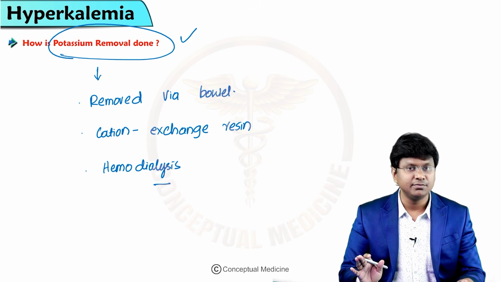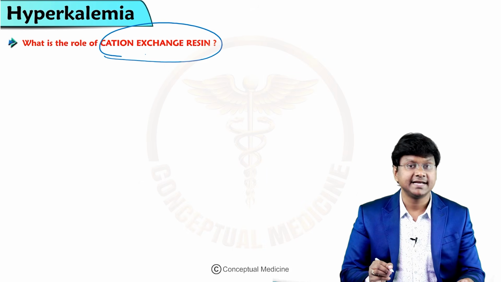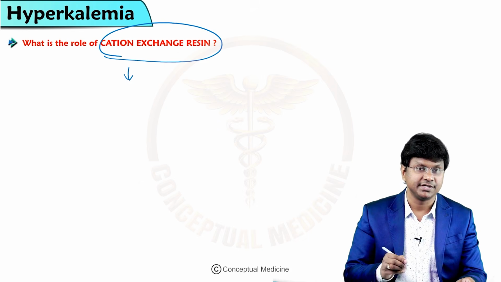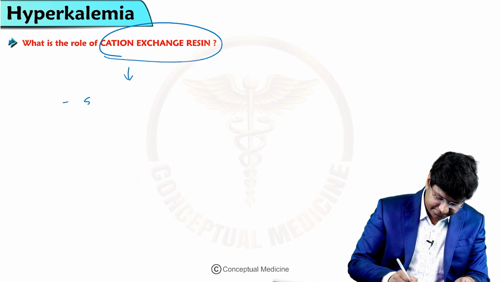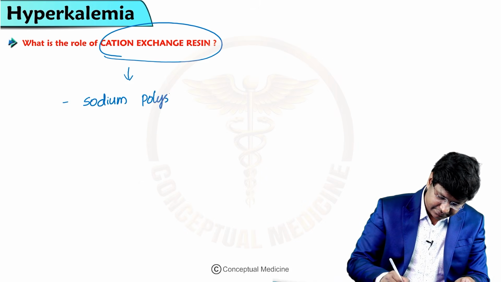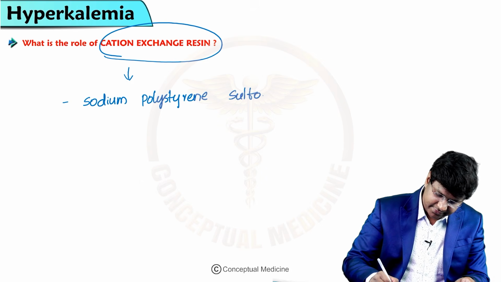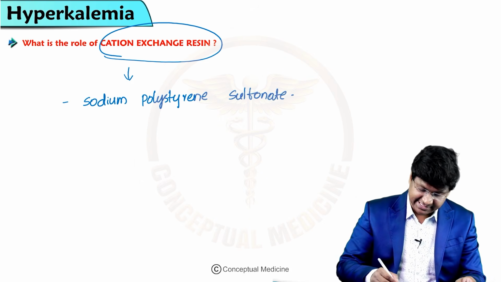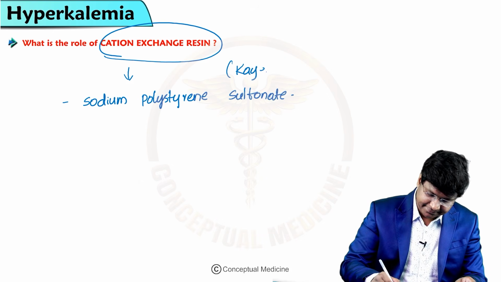The potassium can be removed via the bowel. Next, coming on to the cation exchange resin. Now, what is the name of that cation exchange resin? It is sodium polystyrene sulfonate. So, this is also called K-oxalate.